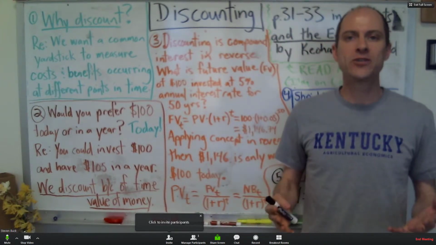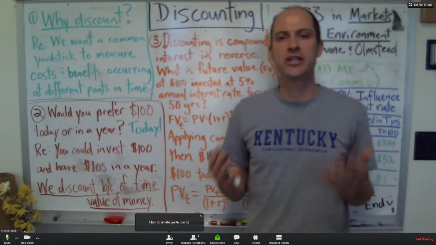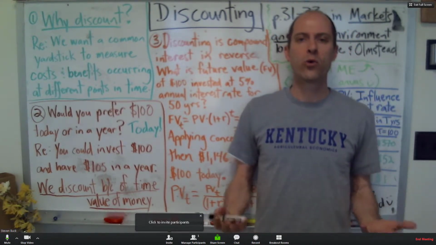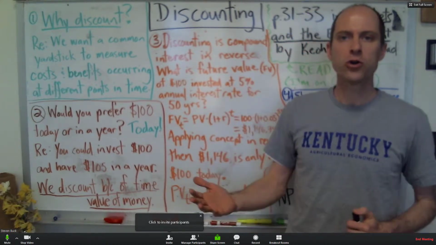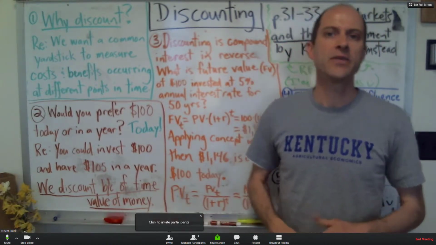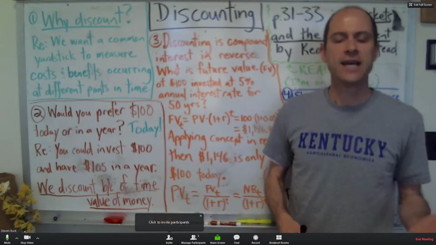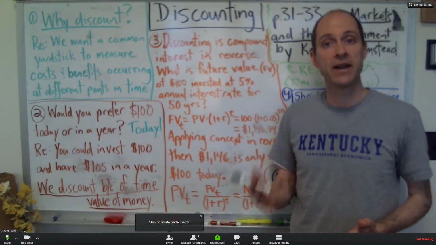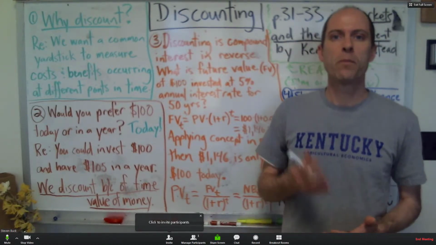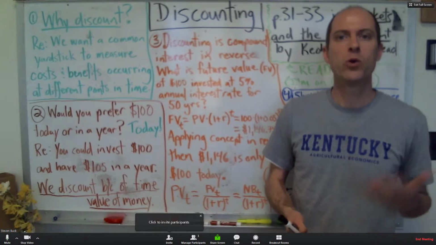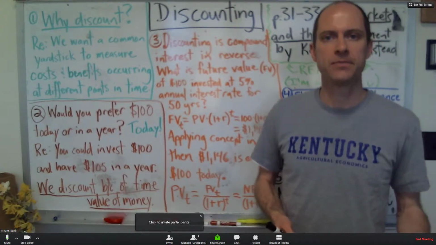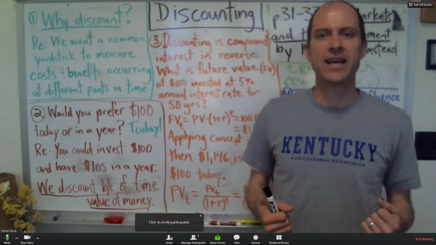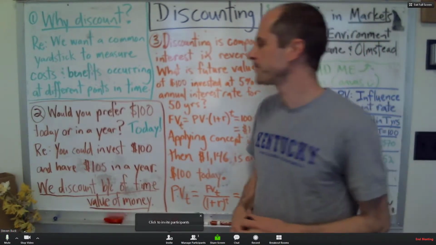The simple answer is we want a common yardstick to measure costs and benefits that occur at different points in time. What do I mean by that? A dollar received 50 years from now is not the same as a dollar received today. It's not an apples to apples comparison. It's really important when we conduct the benefit cost analysis that we're putting things on equal footing. We want an apples to apples comparison. That's why we discount.